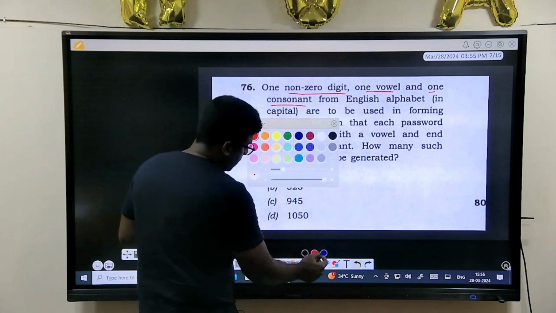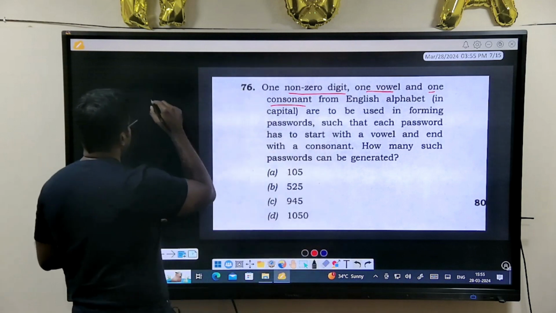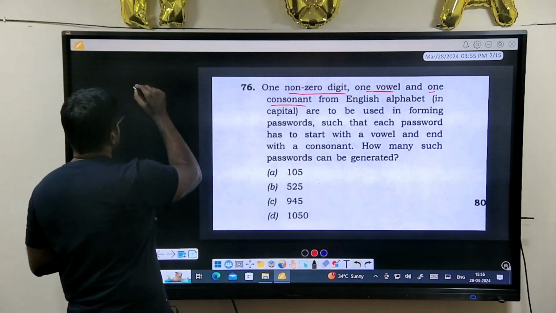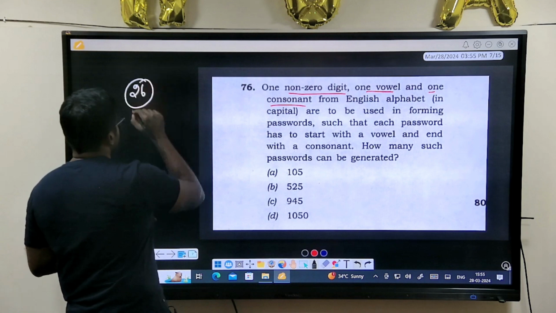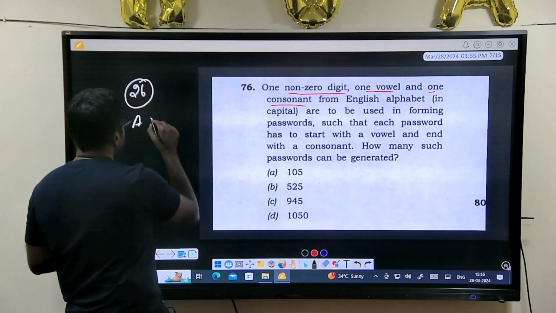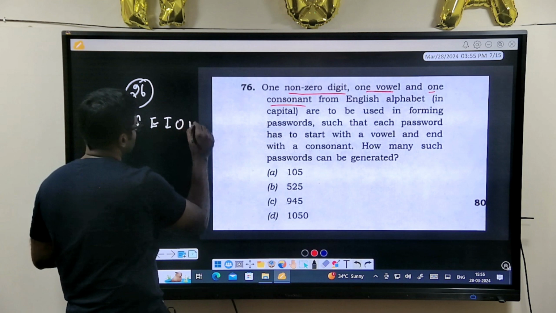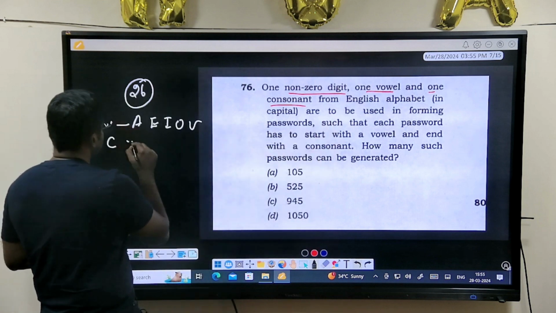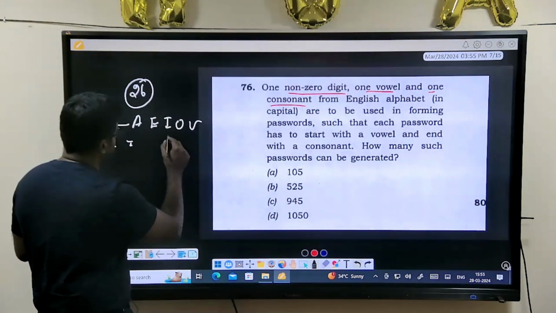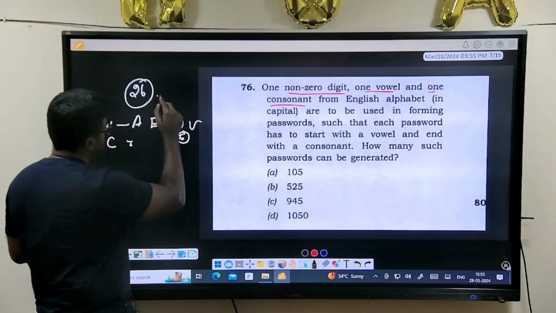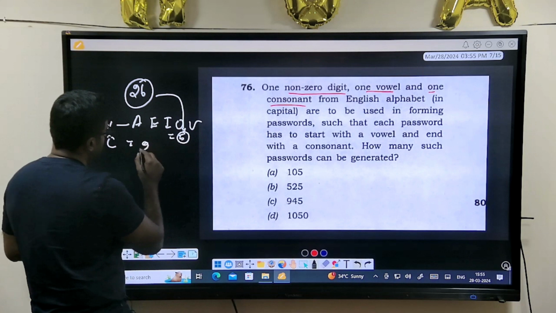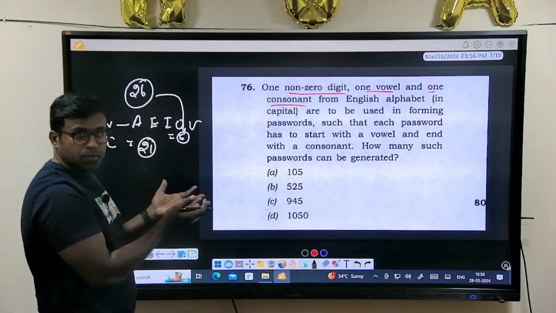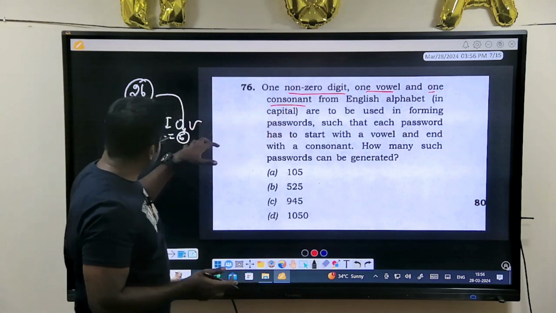The meaning of consonant you might very well know. In English, 26 letters are there. A-E-I-O-U happen to be the vowels, and the rest are consonants. So that is 5 letters, and 26 minus 5 leaves 21 consonants. Very simple. And there are 3 things.